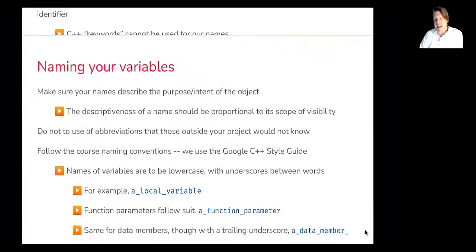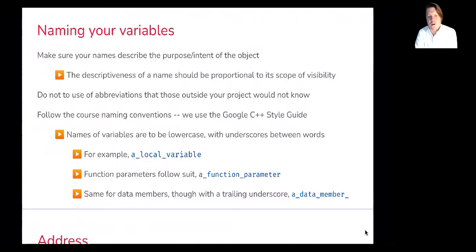So that's names. Now, naming your variable. Make sure the names that you're using in your program, and this isn't just restricted to a variable, but also things like functions, etc., which we'll get to, but here we're just talking about objects, are good. The descriptiveness of a name should be proportional to the scope of visibility.